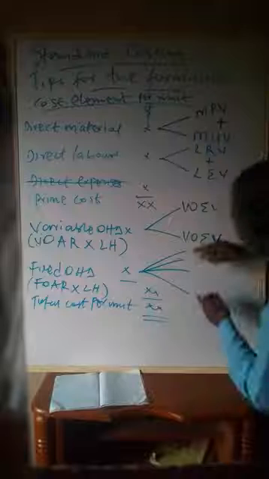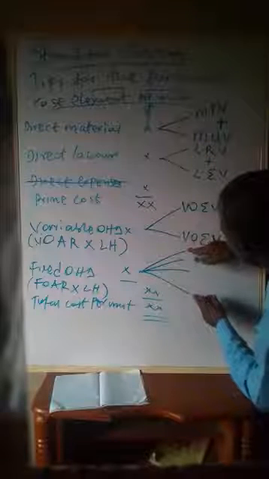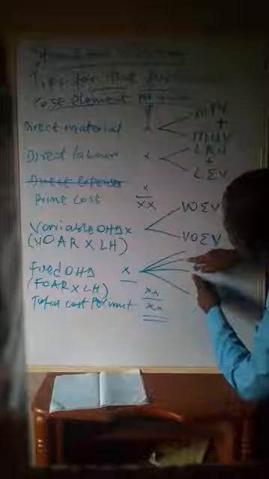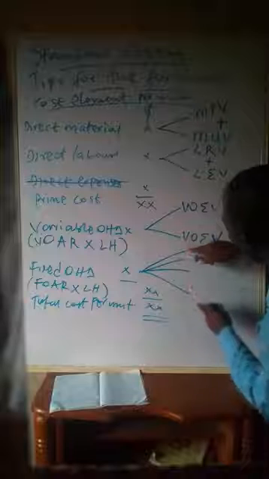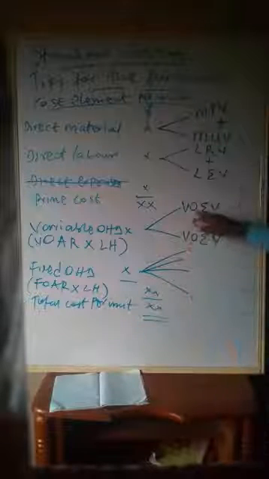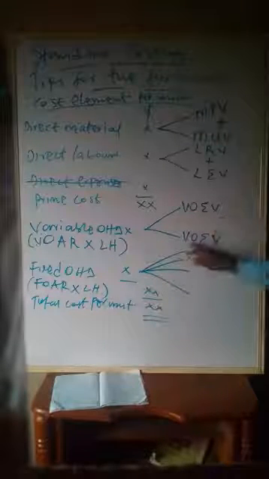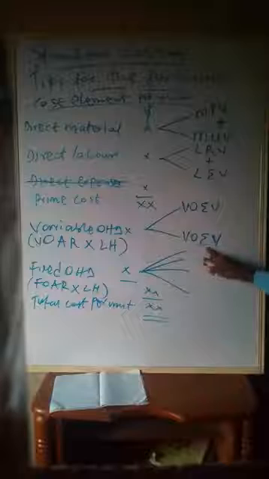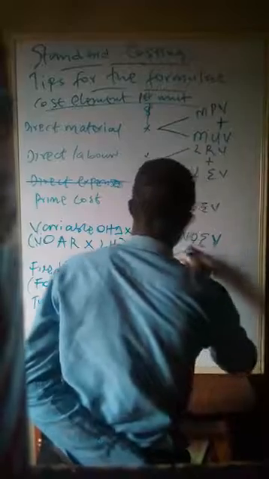1, 2, 3, 4. The tip for this is that you just bring these two, the first and the last, then leave the two in the middle. What is the first? Variable overhead expenditure variance, variable overhead efficiency variance. You just alter this to be fixed.